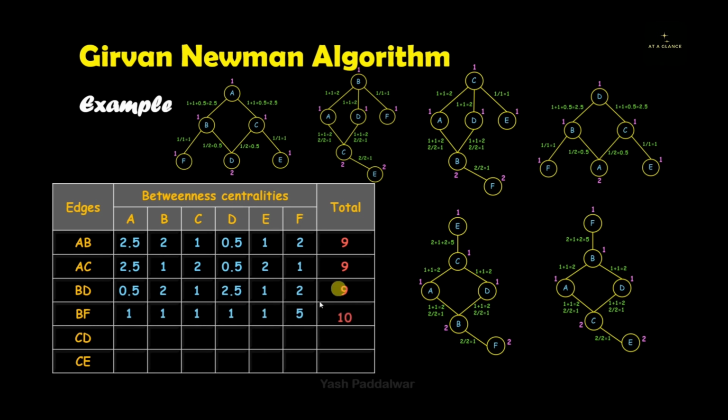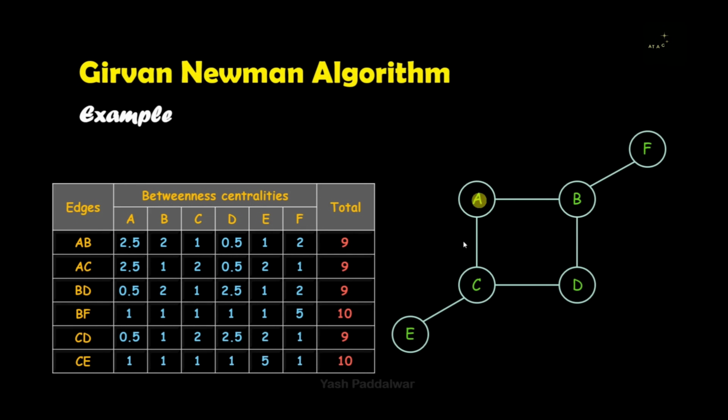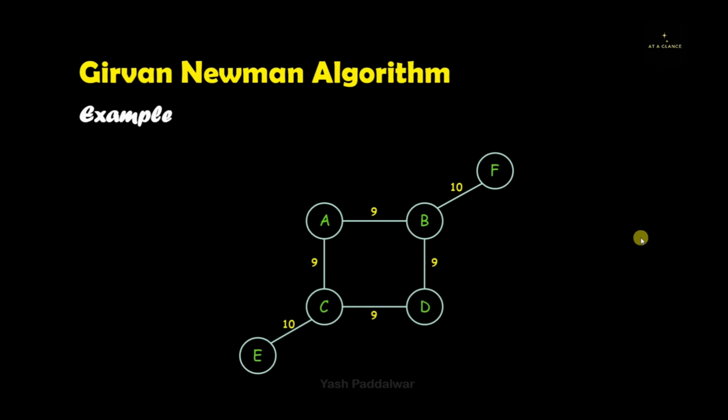So you can see that for BD we have got the edge betweenness centrality as 9. For BF we have got the betweenness centrality as 10. For CD we have got the betweenness centrality as 9, and for CE we have got the betweenness centrality as 10. So I hope up till now it is very much clear to you all. Now once we calculate the total values, write all of them in place of all the edges inside the original graph that we have got in the question. So we have filled the edge weights of every single edge in the graph.